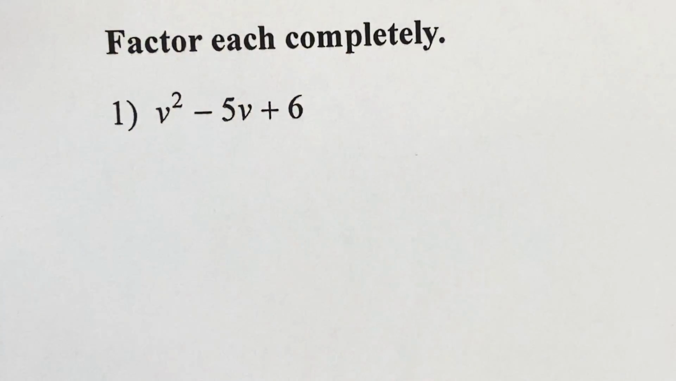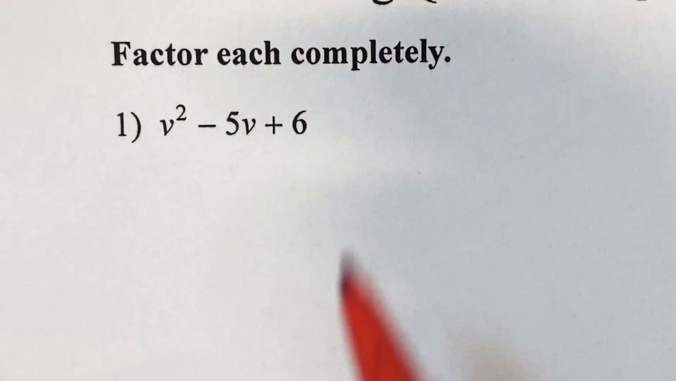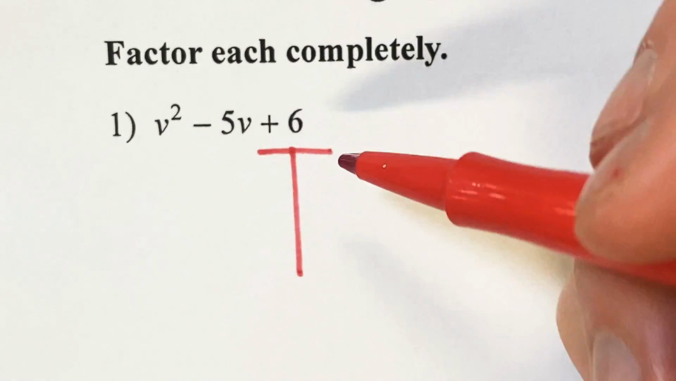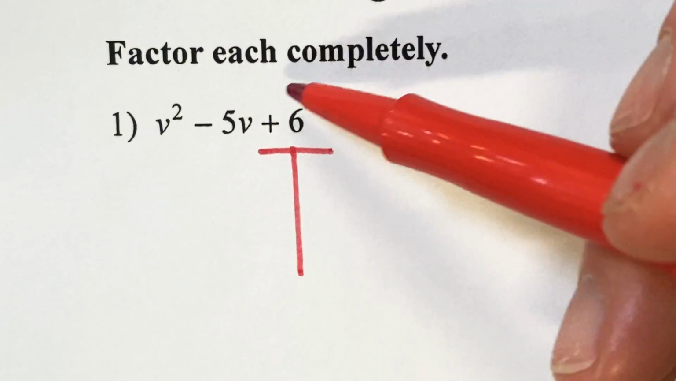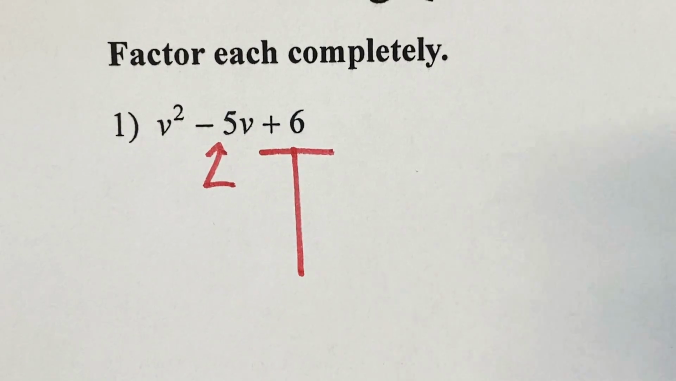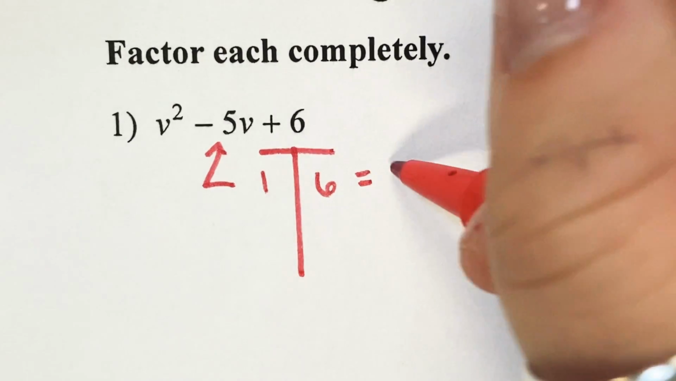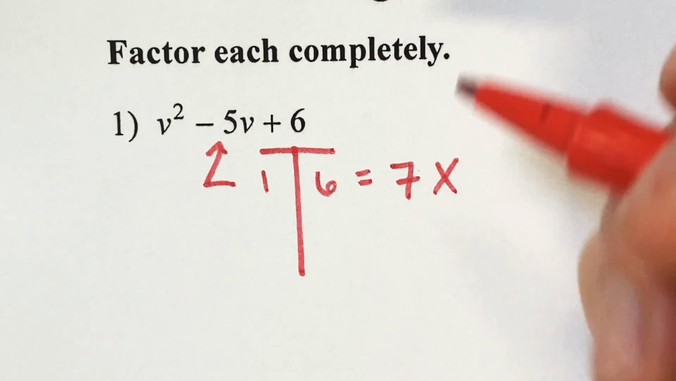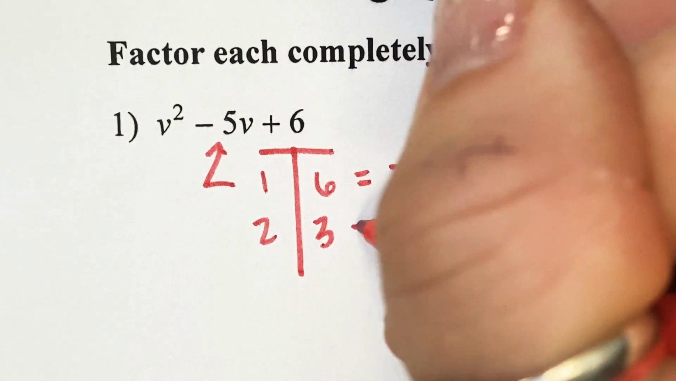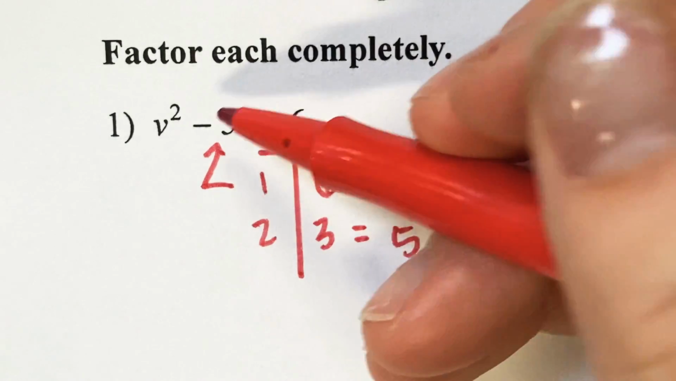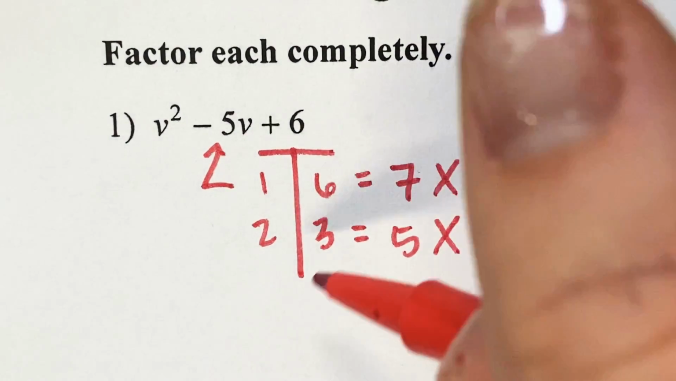Okay, so when we're factoring quadratics, we always have to look at the last number first. Okay, so we look at positive 6, and we need to say what two numbers multiply to give me a positive 6, but when I add them together, it'll be negative 5. Okay, so let's just try 1 times 6. Well, if I add those together, that's going to give me 7. So we know that's not it. What about 2 times 3? If I add those together, I get a positive 5. I'm looking for a negative 5, so we know that's not it either.